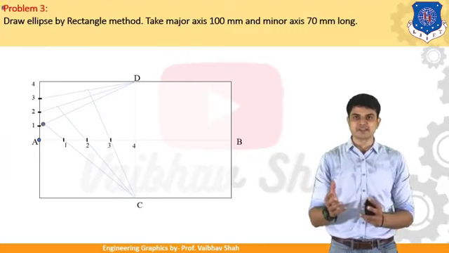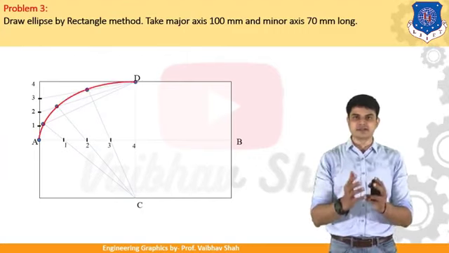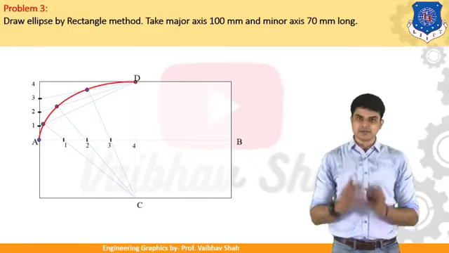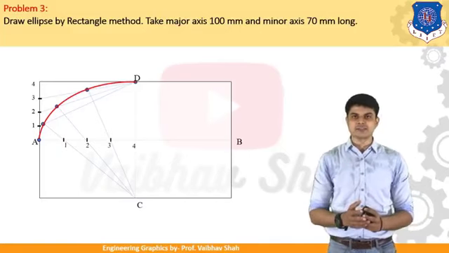So let us highlight these points of intersection like this. After highlighting these points of intersection, we need to just generate the curve, right? It is very easy. So let us follow the similar procedure to the right hand side of the rectangle.